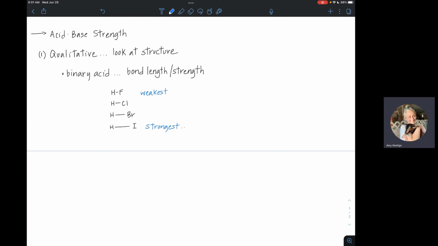So in other words, down here, I shouldn't say easiest, we'll say most complete. Most complete ionization or dissociation, whatever you want to call it. That bond will break, right? And the water molecule will get the proton.